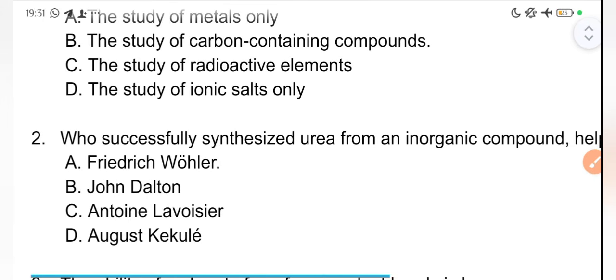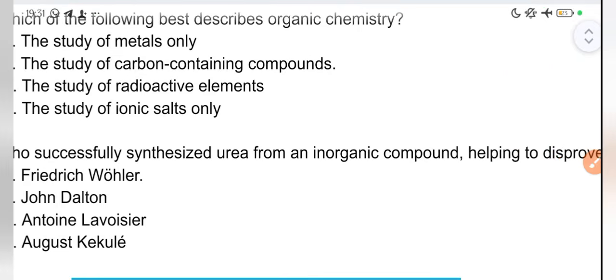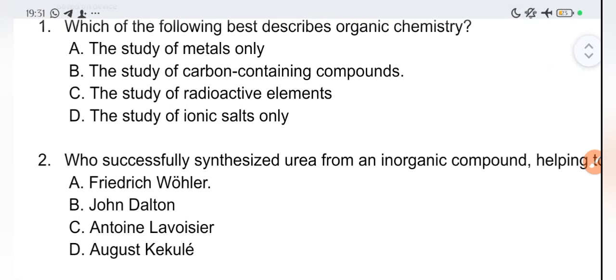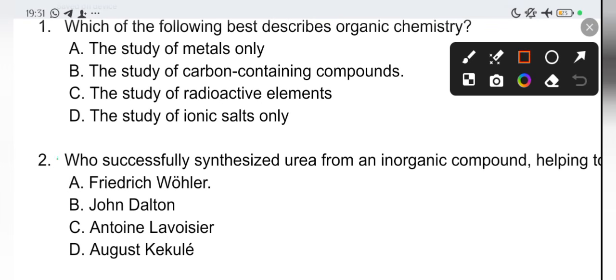Question 2. Who successfully synthesized urea from an inorganic compound, helping to disprove the Vitalism theory? The answer to this question is Frederick Wöhler.